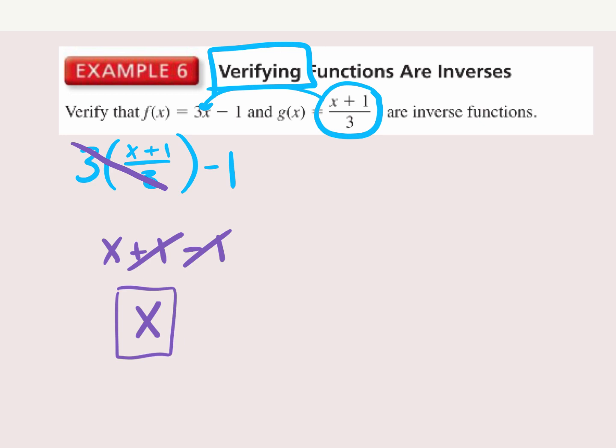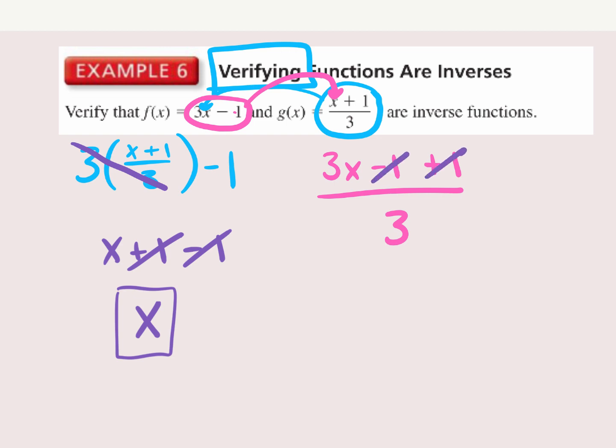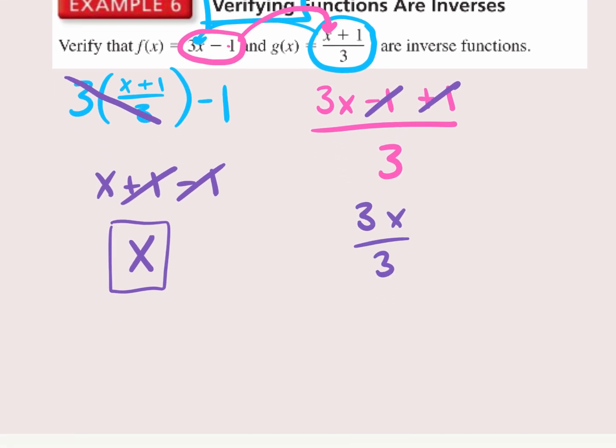And we have to do the same thing, but plug the other function into the other one. So I'm going to take f now and plug it into the x in the other equation. So 3x minus 1 plus 1 divided by 3. So again, we're just going to simplify it. We have to get the same thing in order for these to be inverses. So anything cancel out here? The 1's. You can't cancel out the 3's just yet because we still have those 1's in the way. So negative 1 plus 1 would just be 0. So now I have 3x divided by 3, which would be just x.